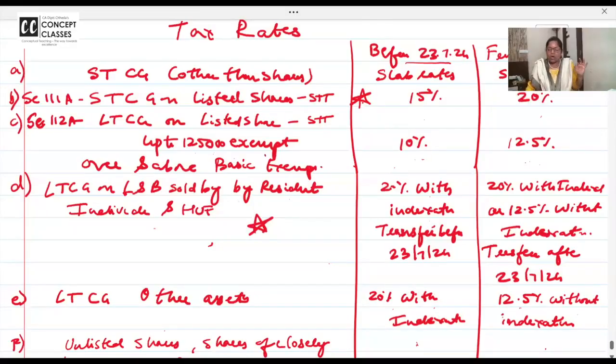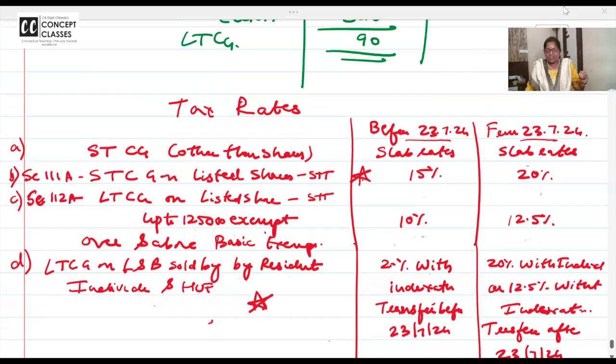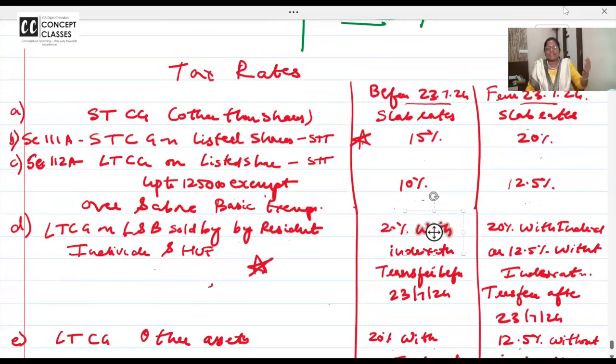We were checking the changes in the tax rates, right? On short-term capital gain on listed shares on which STT is charged, it was 15% before 23rd of July 24. Now it is 20%. Long-term capital gain on shares is exempt up to 1,25,000. This 1,25,000 is over and above the basic exemption, right? So the rate was 10% earlier and now it is 12.5%.